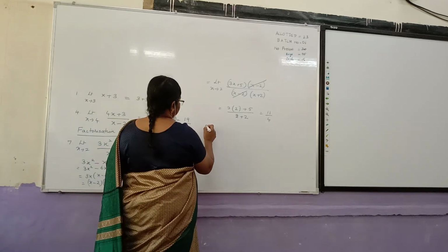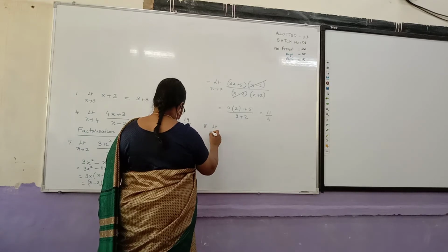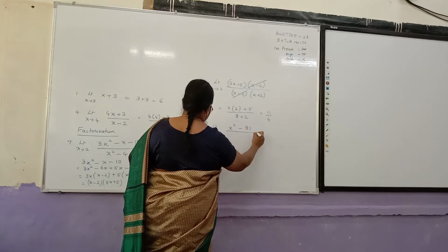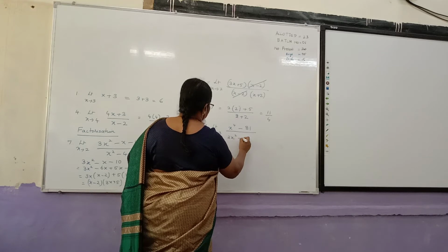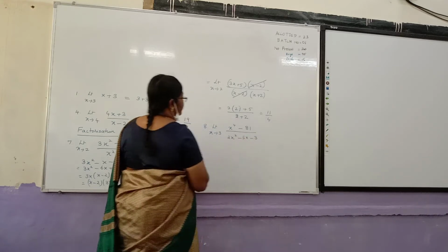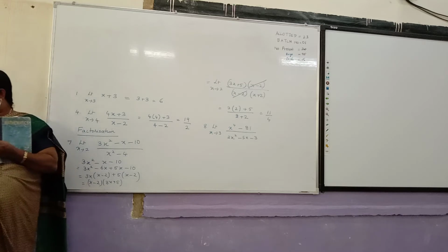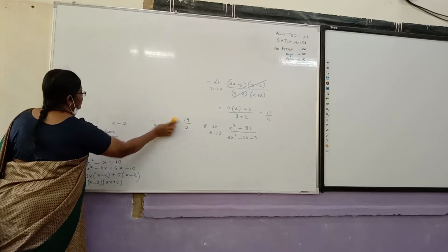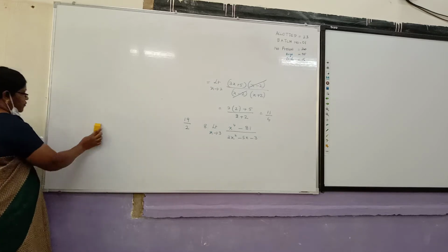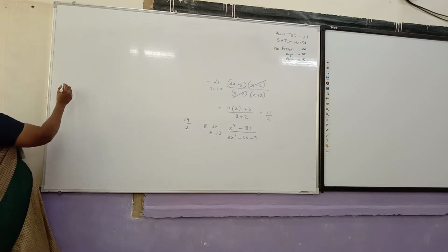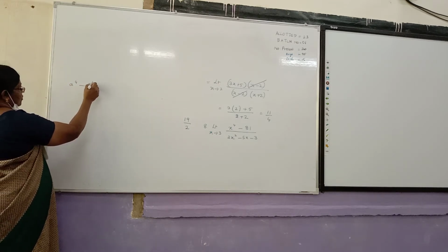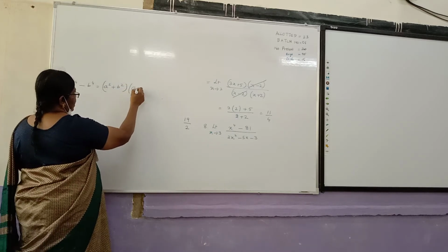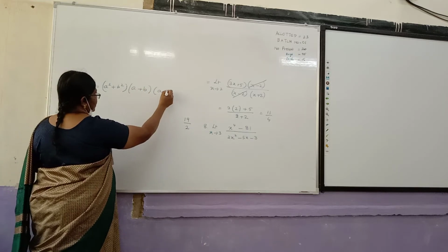Next, question number 8. Limit x tends to 3, (x power 4 minus 81) by (2x square minus 5x minus 3). You know the formula for a power 4 minus b power 4? No? Take the formula. a power 4 minus b power 4 is (a square plus b square) into (a plus b) into (a minus b). This is the formula.